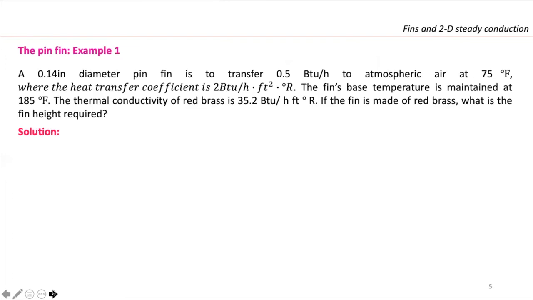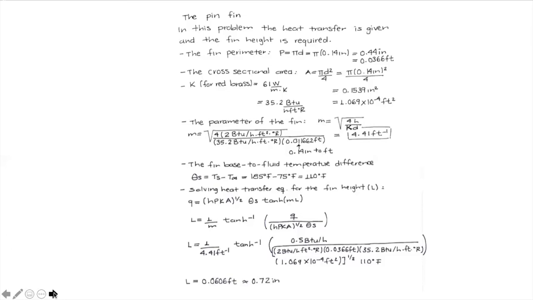So you have the data there. Just get the L out of the equation for a heat transfer of 0.5 BTU/hour. You have everything in there again. So again, how I solved that, I did the area and perimeter calculations first, and the parameter of the fin, the difference of fin to base fluid temperature, and after that, I put everything together in the heat transfer equation, solve it for the fin height. So feel free to put everything together here in this equation if you feel more comfortable.